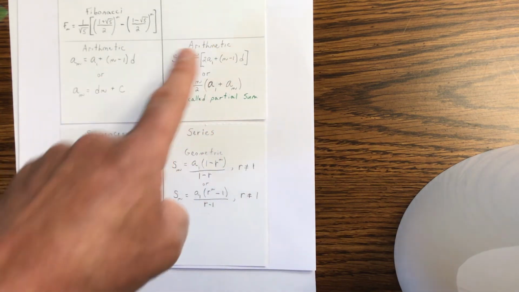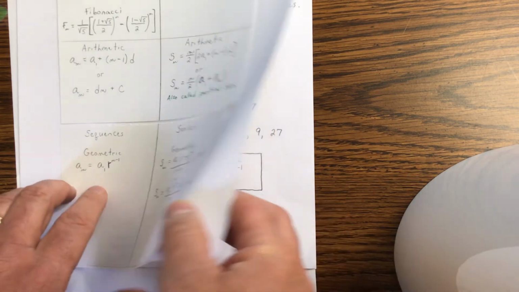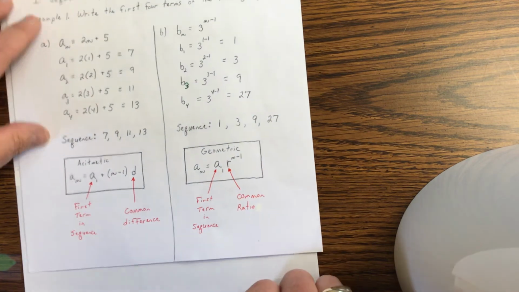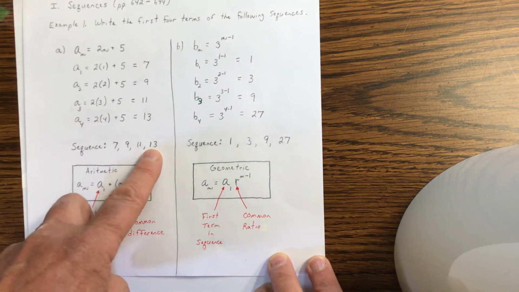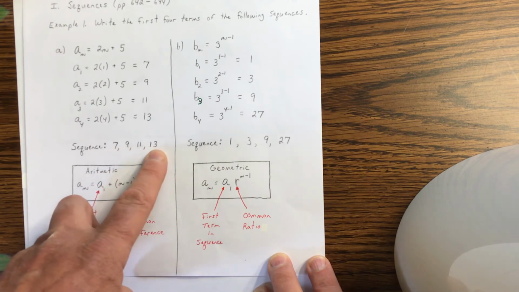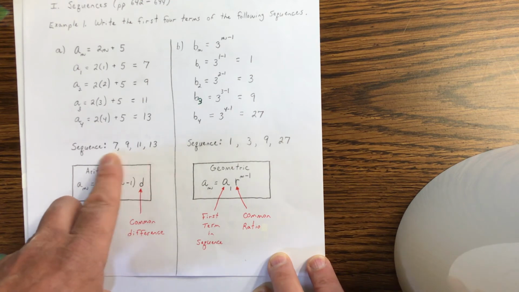Now, a series is nothing more than taking how many terms you want to find the sum of. So in other words, a good example here, okay? Like this problem we did yesterday, 7, 9, 11, 13. If we were to add up these 4 terms, this would give me the series of these 4 terms.